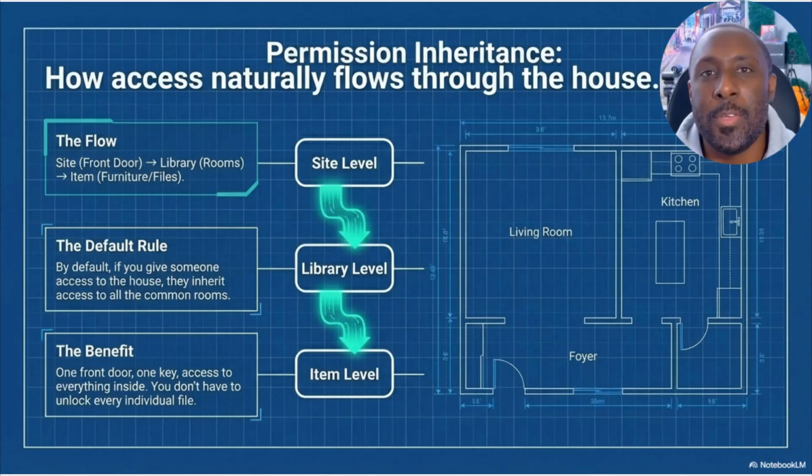But what happens when you need one room to be off limits? Not everyone should enter. That's where we break inheritance. And that's exactly what the master bedroom lock is for.